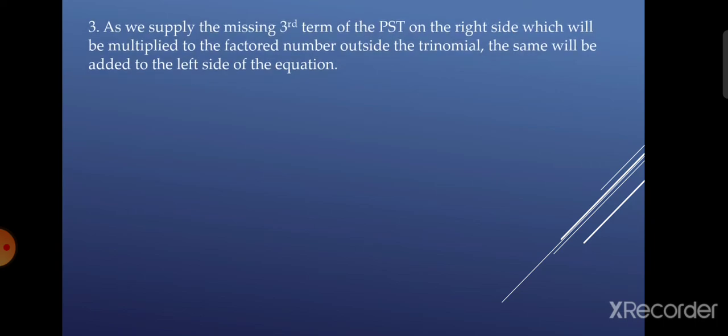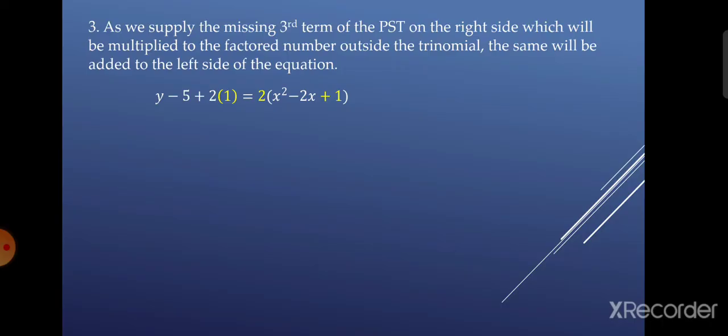As we supply the missing third term, the perfect square trinomial on the right side, which will be multiplied to the factored number outside the trinomial, the same will be added to the left side of the equation. Okay. Para ma-figure out ni kaning statement.